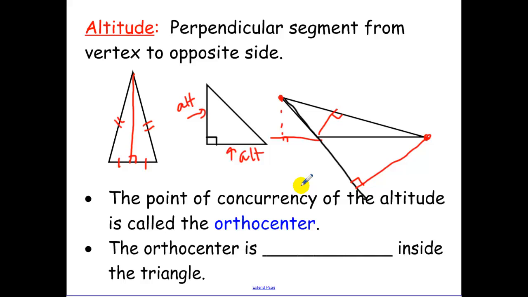Okay, our point of concurrency here is called the orthocenter. The orthocenter is sometimes inside of our triangle. If you have an obtuse triangle, it's going to be outside. If you have a right triangle, our orthocenter would be right there. If you have an acute triangle, it would be inside.